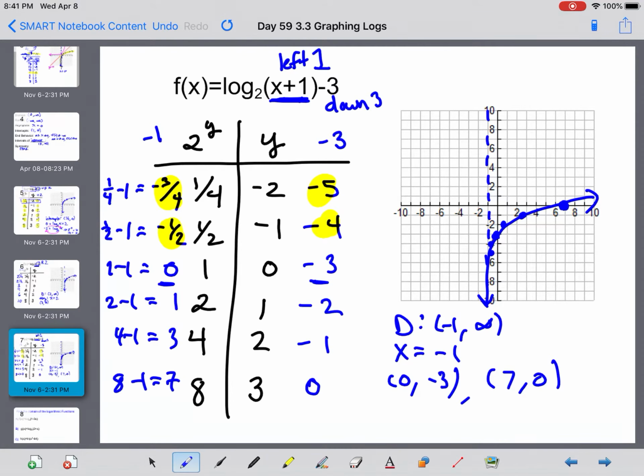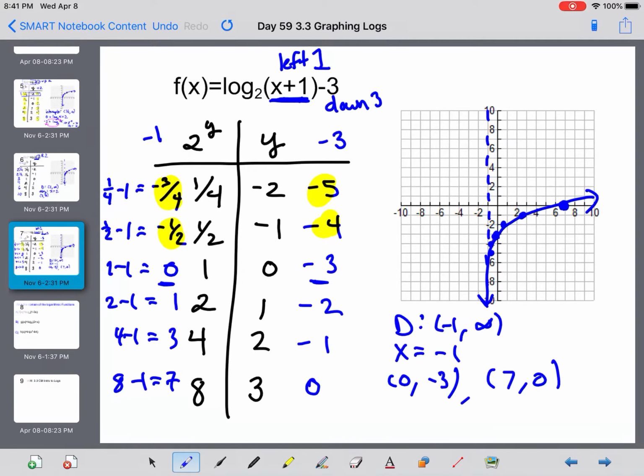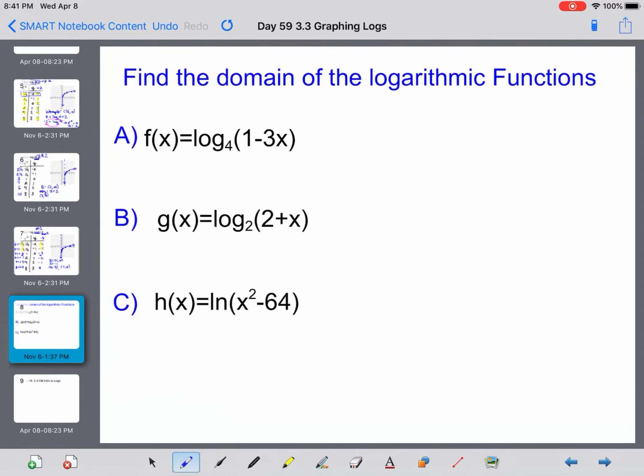So that's basically how you graph logarithmic functions. They should hopefully be pretty straightforward. Just start with that base function and then apply the transformations to that table. One more thing to talk about before you guys try the homework is just looking at some domains. So we're not going to graph these log functions, but I just want to talk about them because they can be a little bit funky.